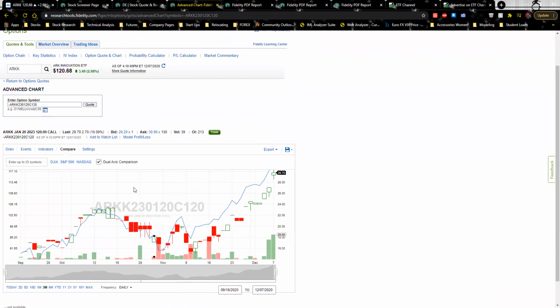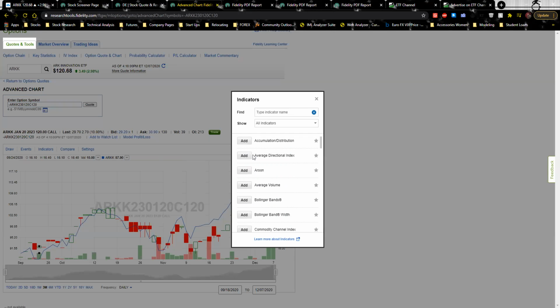Same thing too, and don't forget, you could do Bollinger Bands on the option, which is dope, you know. Or you can look at the moving averages.